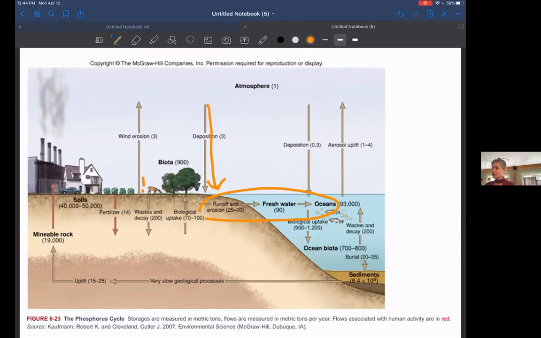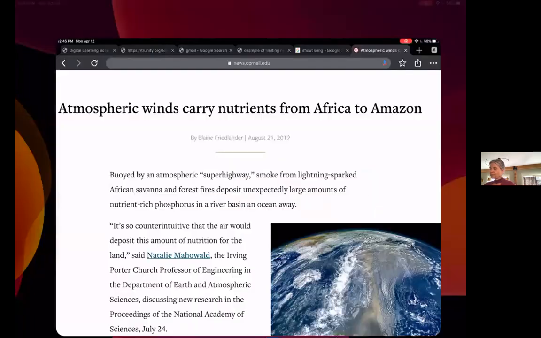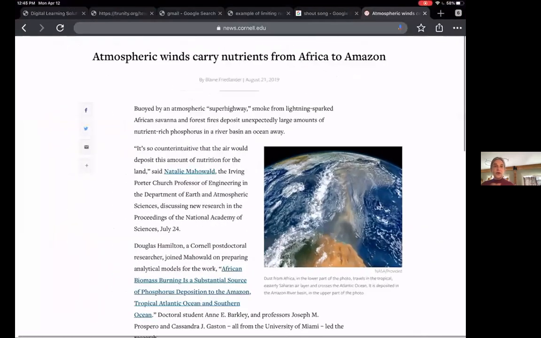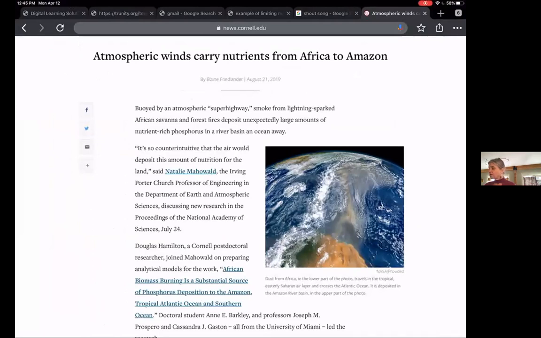One of the really interesting things about this particular cycle is that we can have erosion occurring way over in, for example, Africa, where the winds pick up the soil. Maybe it's because the organic material in the soil has been burned or whatever. And then we have these winds that carry these plumes of dust to the Amazon. So if I look at just an image of this, atmospheric winds carry the nutrients from Africa to the Amazon.